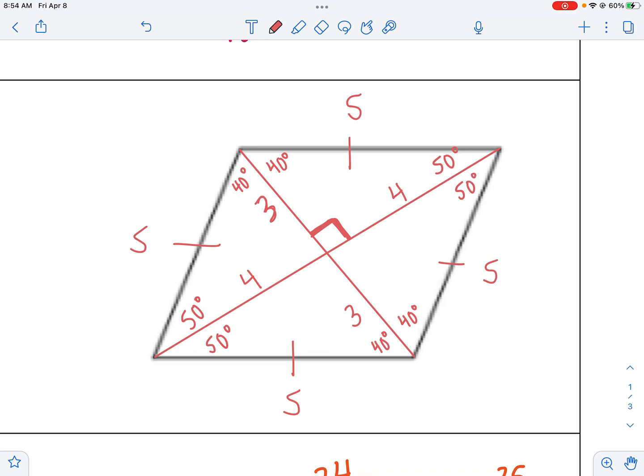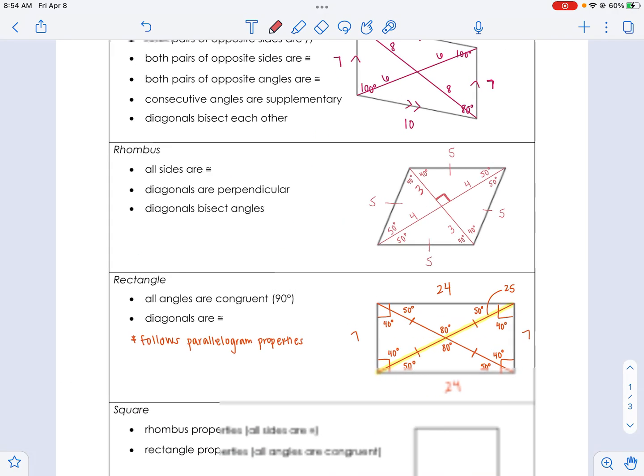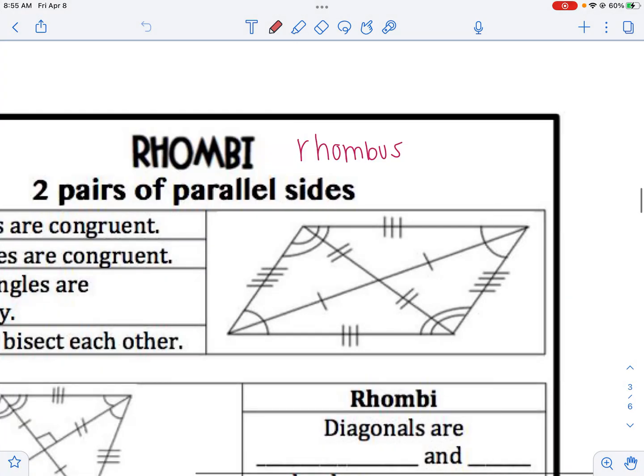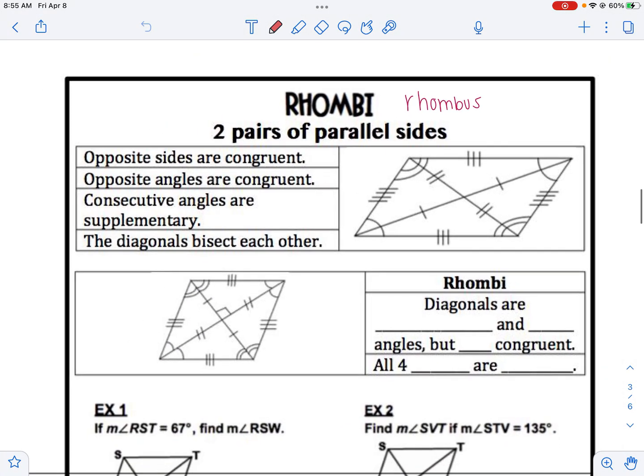So I just kind of like to remember that a rhombus is like a slanted square. It's 90 degrees in the middle and all of our sides are congruent. So let's take a look at some of these patterns. Let's take a look at solving some rhombi.